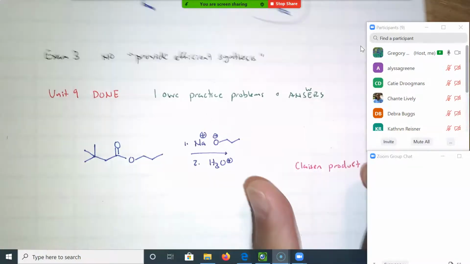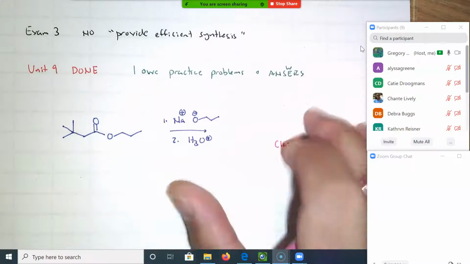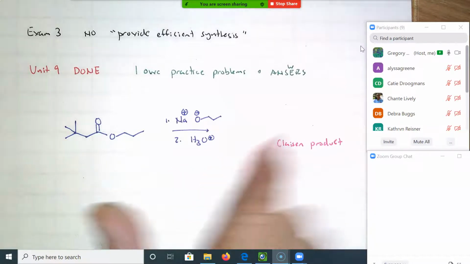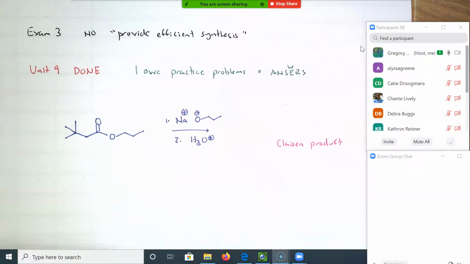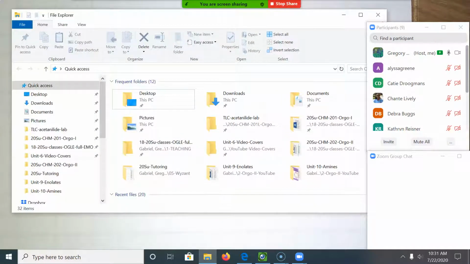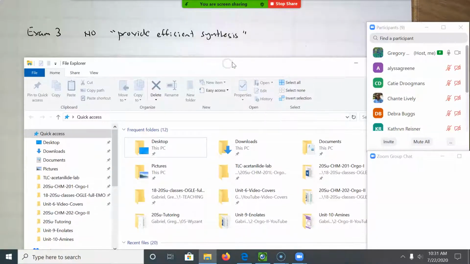You don't have to draw the mechanism, okay? But go ahead and find the Claisen product. I'm going to look up a different problem while you do that. This is just fill in the product. Go ahead and do that. If I'm covering up the screen, let me know. I hope I'm not. I'm just searching my files.